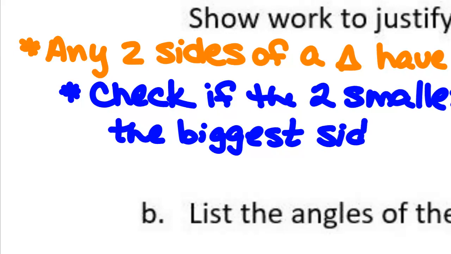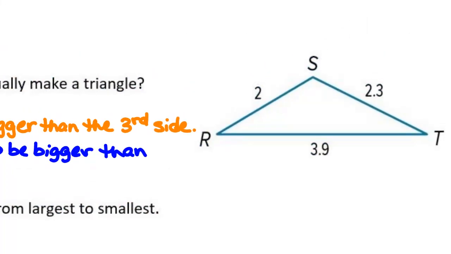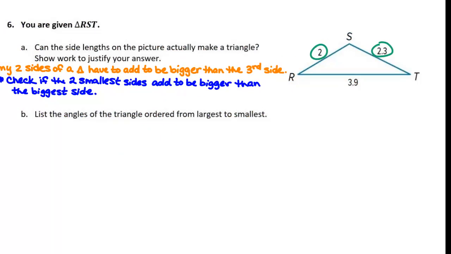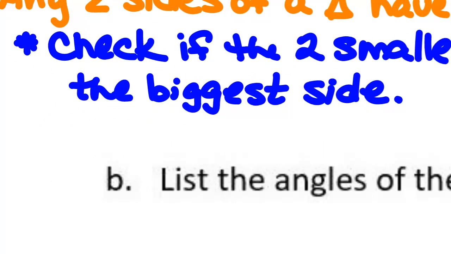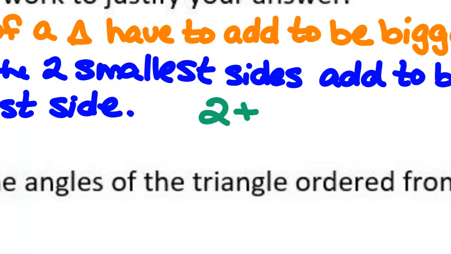If that's true, then my side lengths can make a triangle. So what are the two smallest sides in the picture? RS and ST, 2 and 2.3. So I'm going to add those together. 2 plus 2.3.